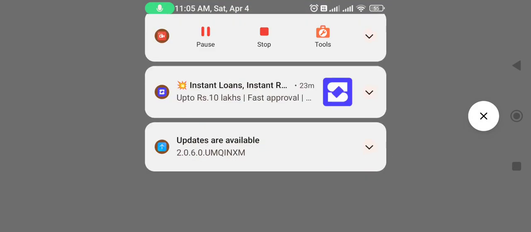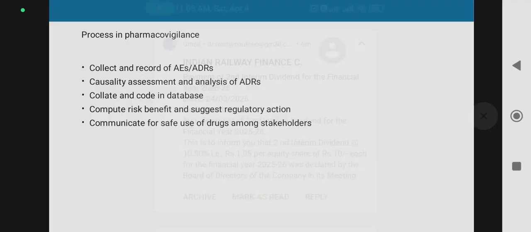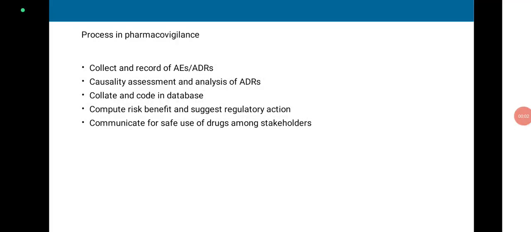Next we will see the processes in pharmacovigilance. The pharmacovigilance process is a cycle which involves collecting data, assessing causality, coding it into databases, computing risk-benefit ratios, and communicating findings for safe use.